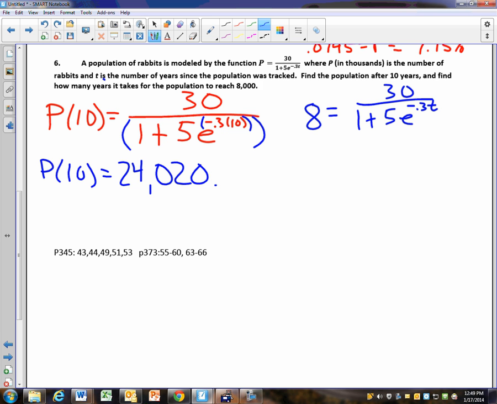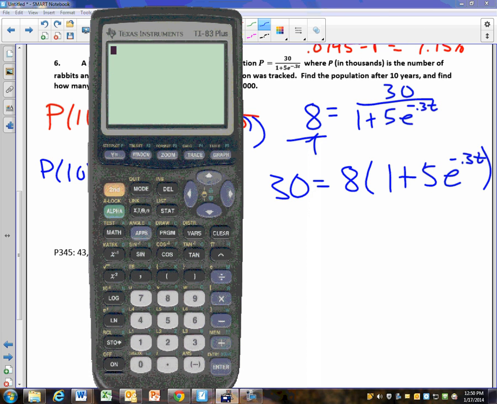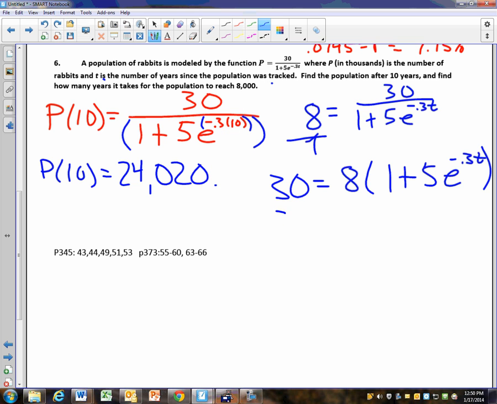Cross multiply. Let's do it. Over 1. If you got a fraction, turn it into cross multiplication. Okay. 30 times 1. 30 equals 8 times 1 plus 5e to the negative 0.3t. Now what? Divide by 8. 30 divided by 8 is 3.75. 3.75 equals 1 plus 5e to the negative 0.3t.